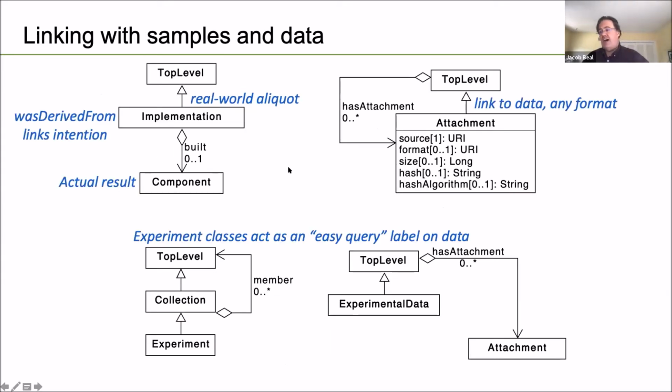Speaking of that, 4 top-level classes that go past real fast. An implementation, this is just your hook for saying this is a real-world aliquot that is supposed to be this plasmid, and maybe I quantify and see whether it actually was that plasmid or not. I might run it through a sequencer to find out for real.